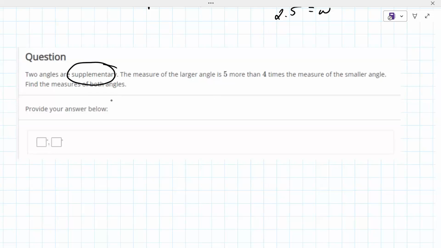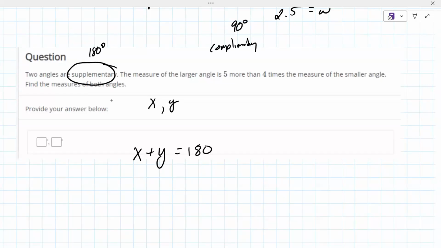So we're going to call the two angles X and Y. So X plus Y equals 180. Those are the two angles. That's what supplementary means. In another problem, you might see the word complementary. That means they add up to 90 degrees. Okay, now it says the measure of the larger angle. Do you want X or Y to be the larger angle? It doesn't matter, you just pick. X. Okay, so X is the larger angle.